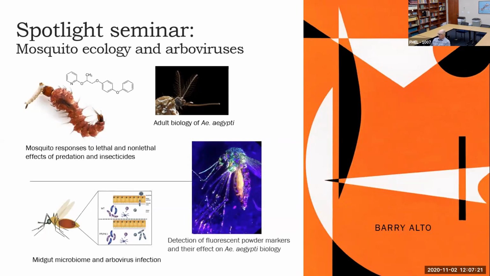We'll also be speaking about some projects that we have on the use of fluorescent powder markers in Aedes aegypti and how they may be used as tools to further our understanding of Aedes aegypti biology. And Melissa Dulcey will be presenting on the role of blood meal source, that is, what type of host a mosquito feeds on, and how that blood meal source may influence the midgut microbiome and mosquito arbovirus infection in Aedes aegypti. Next.